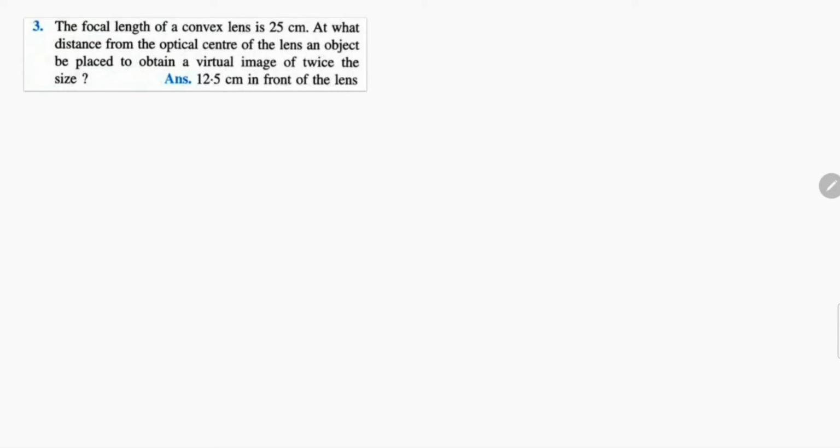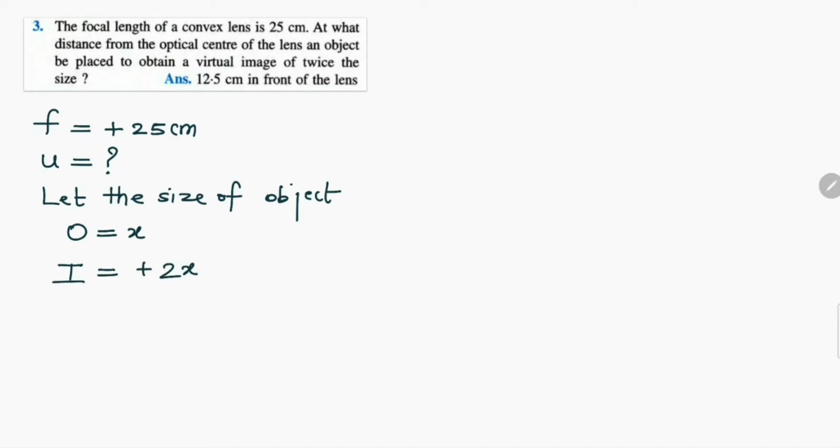Third question, convex lens of focal length 25 centimeters. So convex lens it is. Focal length is on the right hand side, so it is plus 25 centimeters. Reading the question carefully: at what distance from the optical center should the object be placed?